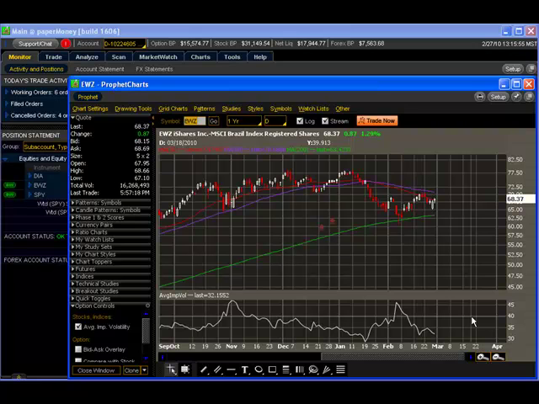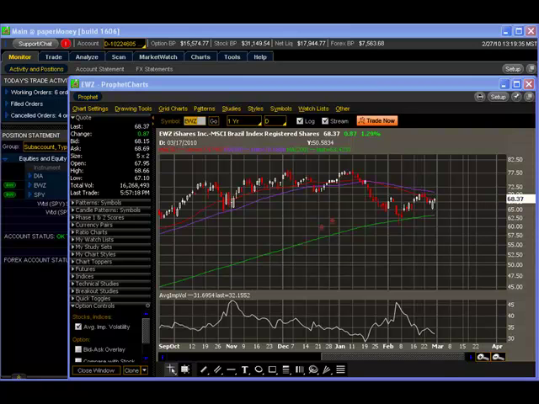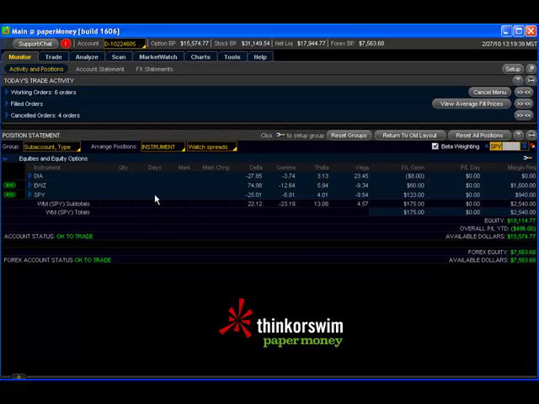Now, calendar spreads can be traded by themselves, meaning they can be traded just for the sake of trading the calendar spread, or they can be traded to actually adjust or hedge another position. And we're going to talk about both of these in a little more detail. Now let's switch over to the trading platform and talk about the choosing of strikes.